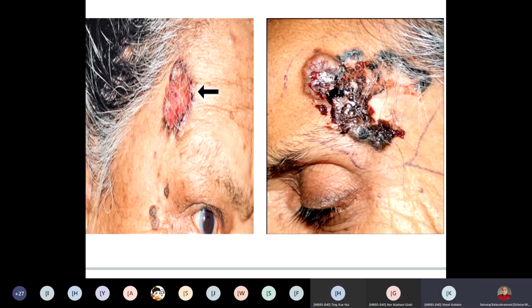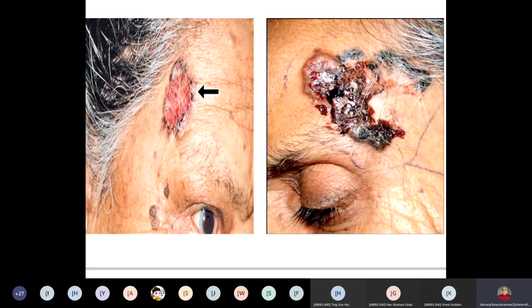Why is it called rodent ulcer? Do you know any rodent? Can you name some rodent? Rat, rabbit and all. Okay, it will burrow through the ground. Yeah, that is why it is called rodent. Basal cell carcinoma will never spread through the lymphatics, never spread through the blood vessels also. It is only local invasion.